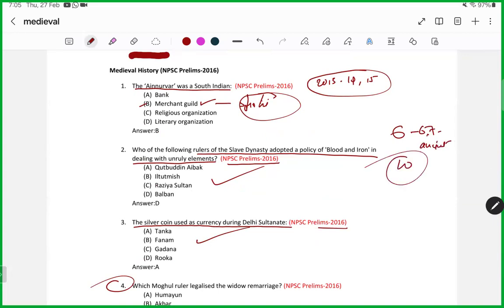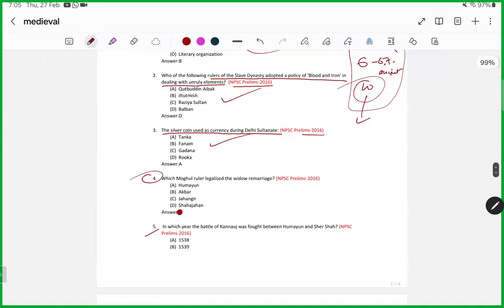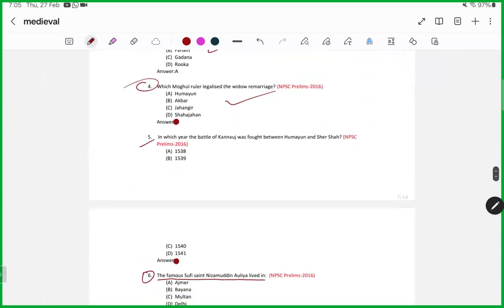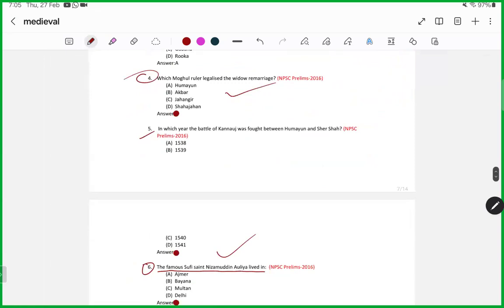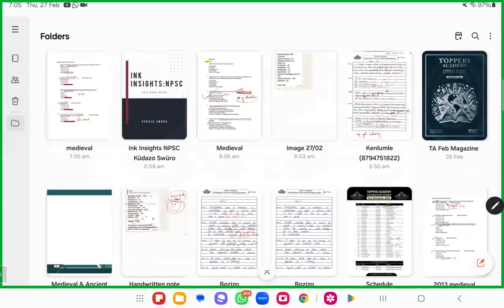As you can see, modern is important, because modern will help you in mains as well. So this is the 2016 question. After we study the Mughal as well as the Sufi topics and everything, we will come back to study these things. Did you learn anything from today's solving of PYQs of 2016?